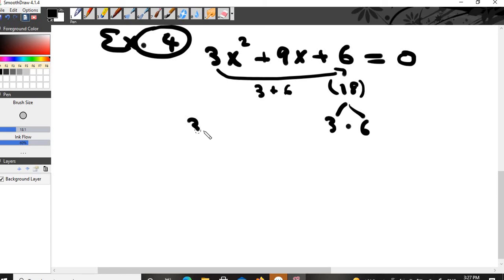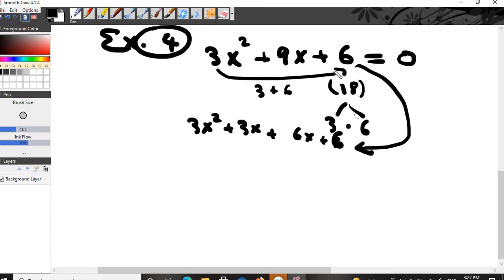So we write 3x squared plus 3x plus 6x plus 6. When we write this, we use the original 6, not the 18. The 18 we use only to simplify. Now we group: this one we make a group, and that one we make a group. The sign in between is plus, so nothing will change. If it was negative, then the sign would change. But in this case, all are plus, so nothing changes.